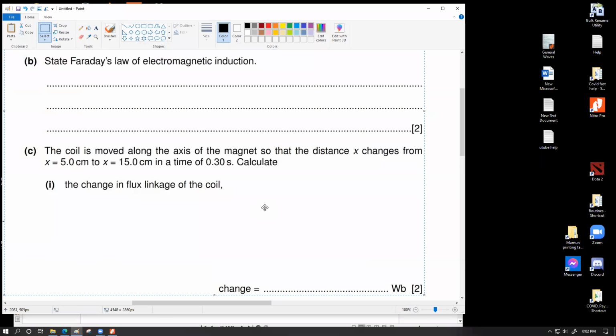For the change in flux linkage, we need to recall the core formula for flux linkage. Flux linkage is given by phi equals NBA. Whenever we are moving this coil from x equals 5 centimeter to x equals 15 centimeter, among these three variables, which variable is actually undergoing change? Is N changing, or only B changing, or only A changing, or multiple variables changing at the same time? For this change, which is the variable that is undergoing the change?